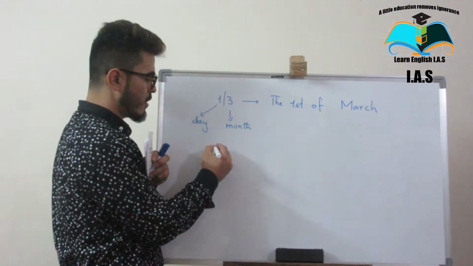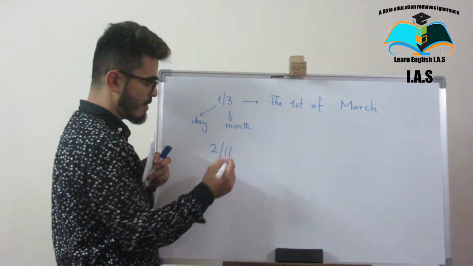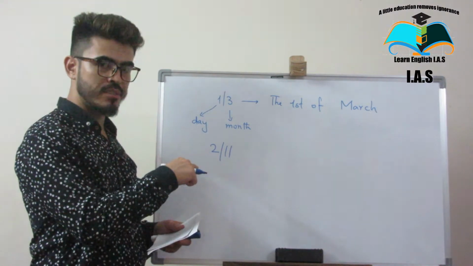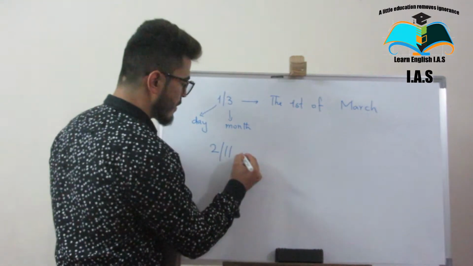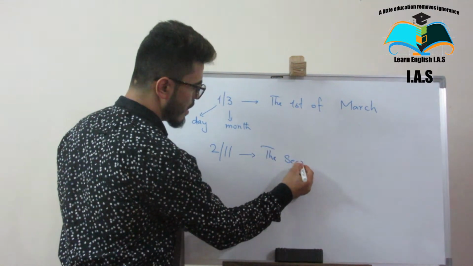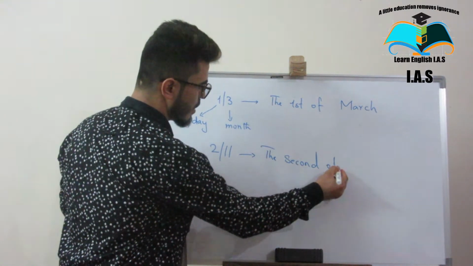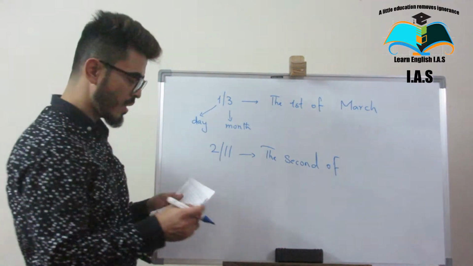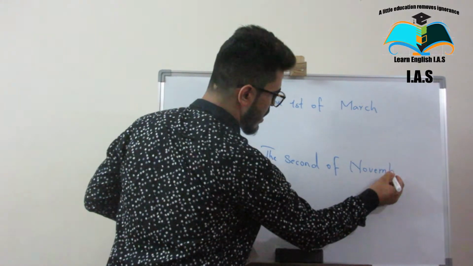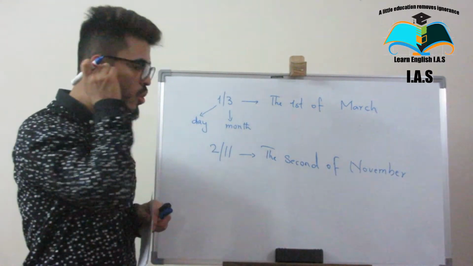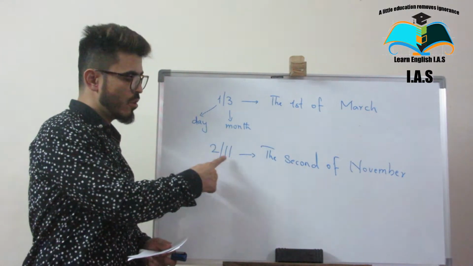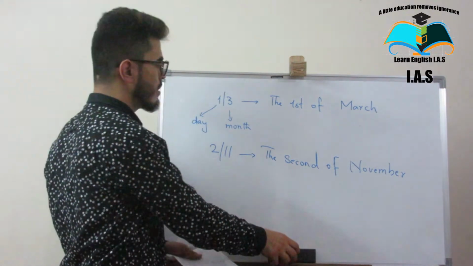Let's see the second one. 2-11. How do you say this? Very simple. The second of November. The second of November. Second of November.